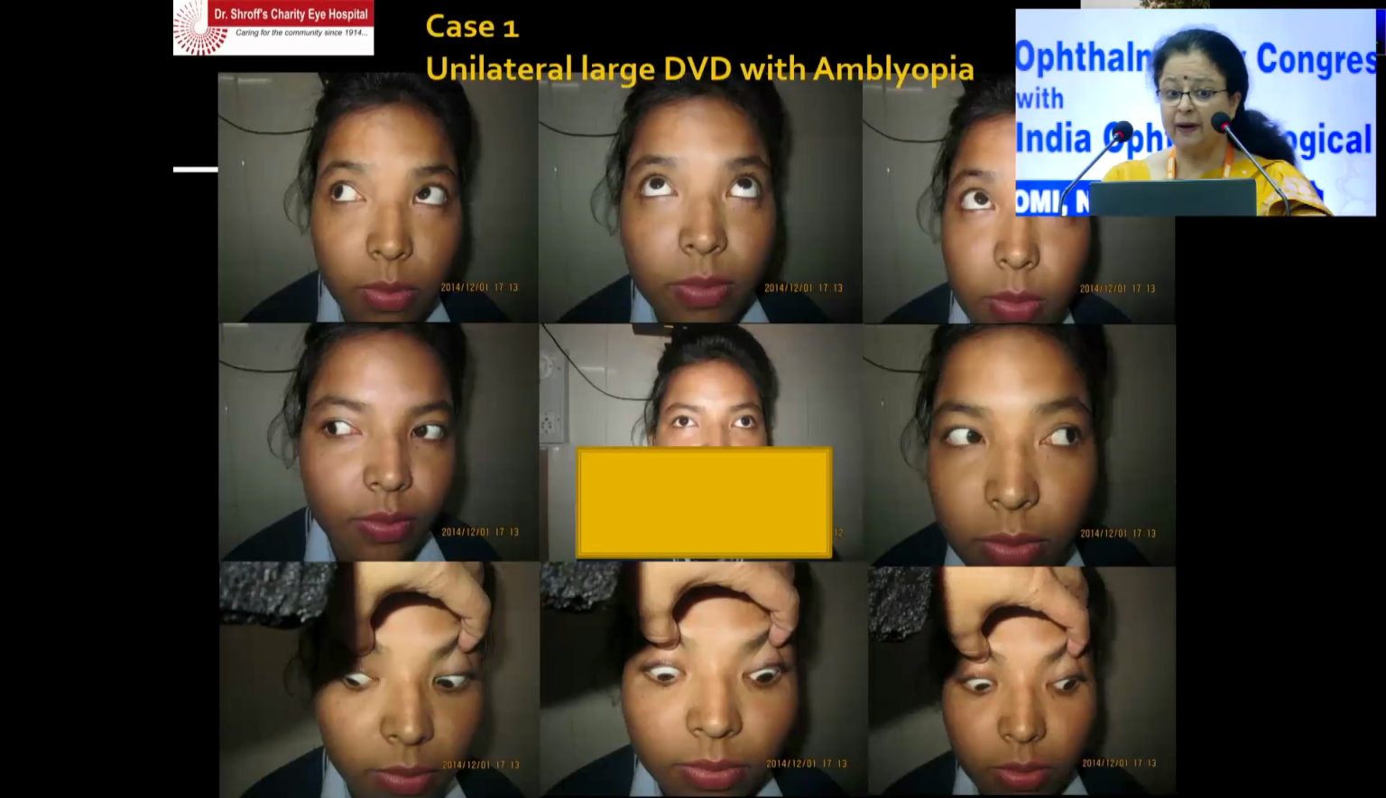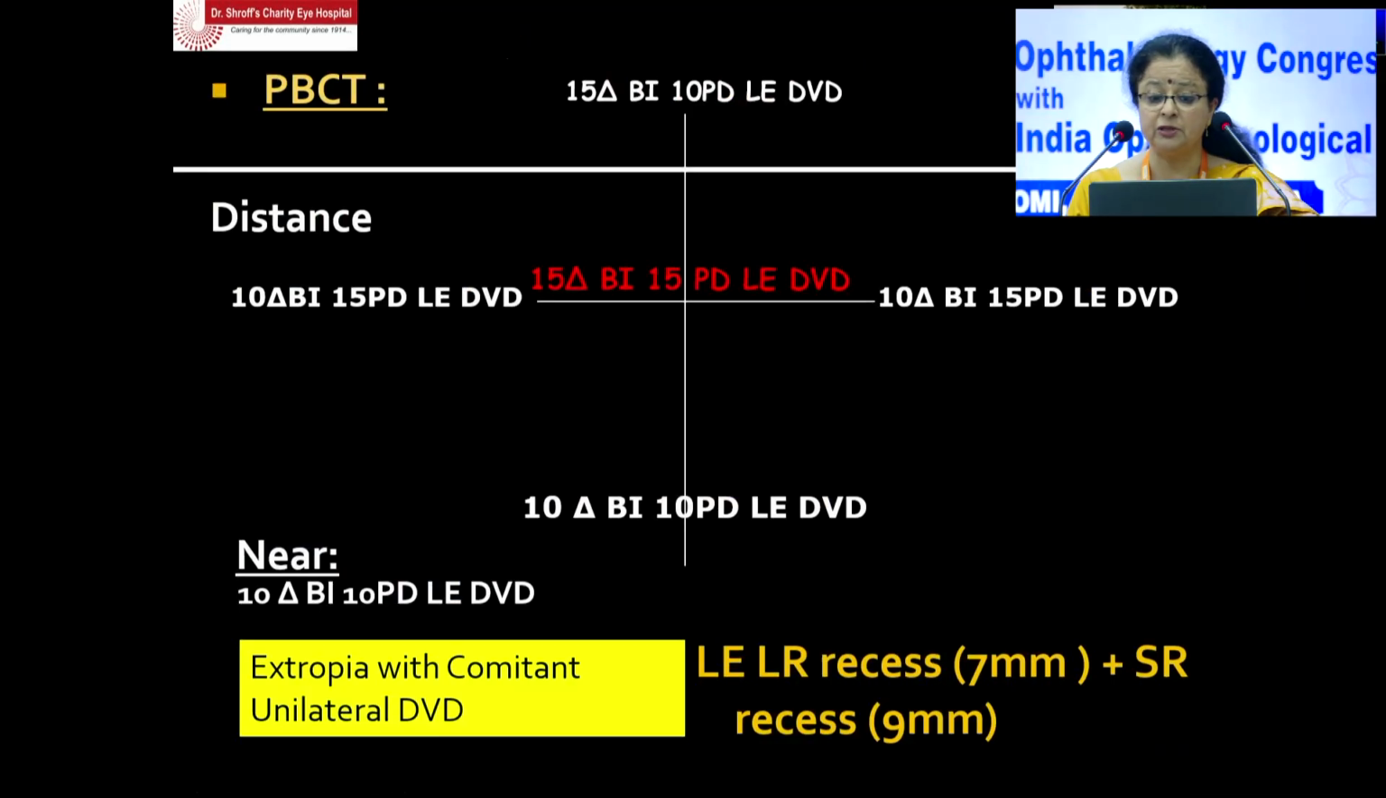So let us take case by case. This is a large unilateral DVD with amblyopia. She has in the left eye a measurement of around 15 prism base in, and there is a DVD of around 15 prisms. So it's an exotropia with a comitant unilateral DVD. Now, should we touch both eyes' superior rectus, or should we do only one eye? Unilateral superior rectus recession was done.